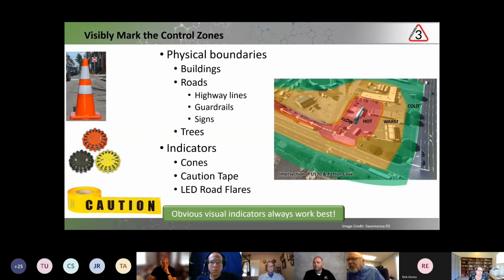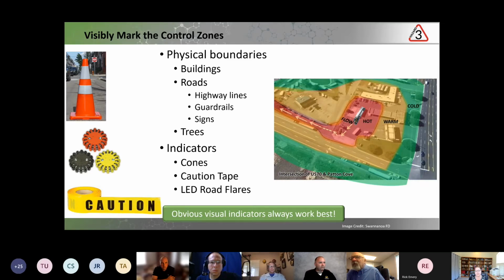And just a reminder that obvious visual indicators are your best friend when it comes to setting your zones. So use things like physical boundaries if you can: buildings, roads. On the road, you can use guardrails, signs, highway lines, trees.